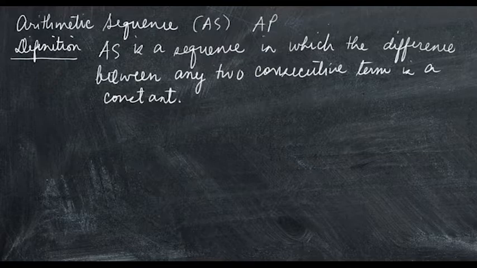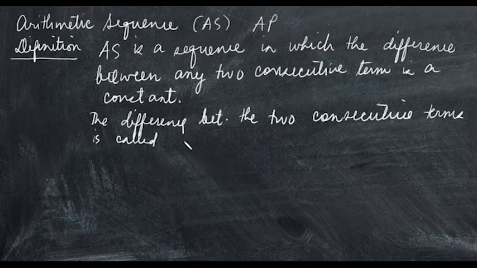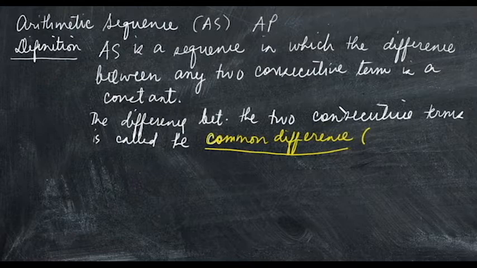So an arithmetic sequence is a sequence in which the difference between any two consecutive terms is a constant. That particular difference is called the common difference, usually denoted by d. So let's go back to the first example that we have earlier, the number 1 question.